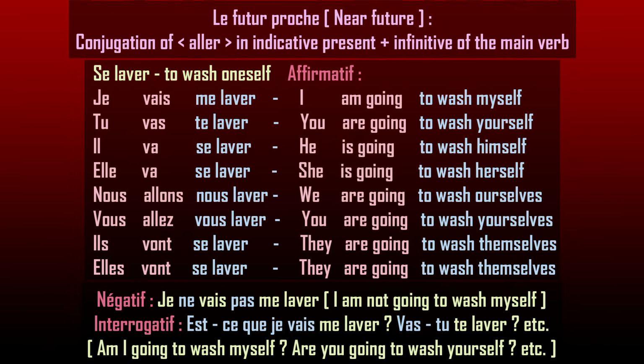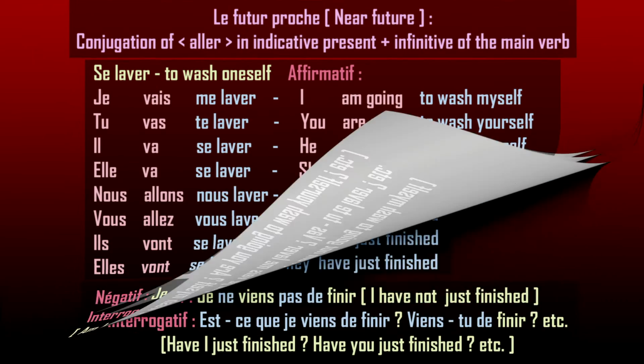And from tu, we add inversion. It becomes vas-tu te laver? Are you going to wash yourself? Va-t-il se laver? Va-t-elle se laver? Like this, it goes on. This is how a pronominal verb is conjugated into the periphrastic tense futur proche.